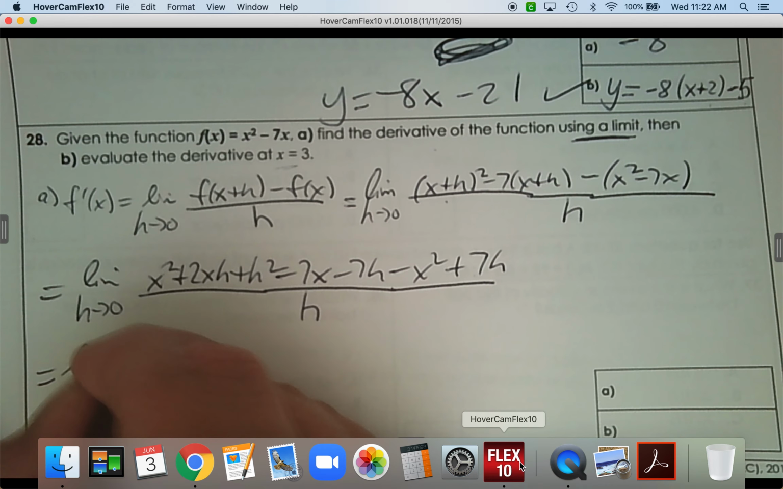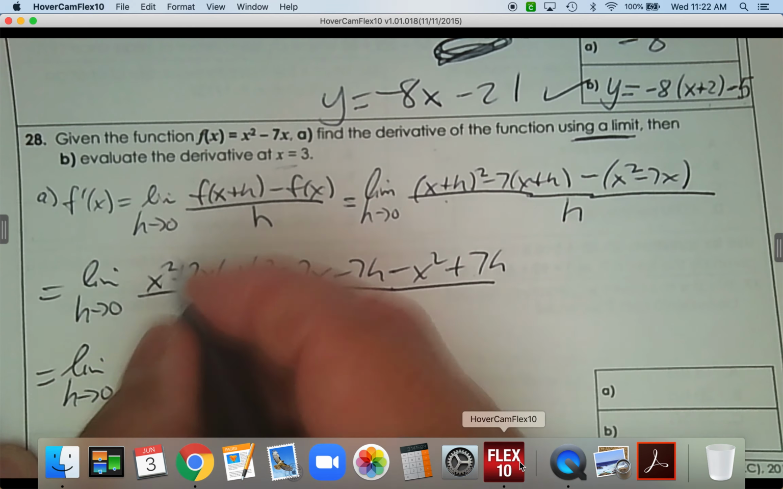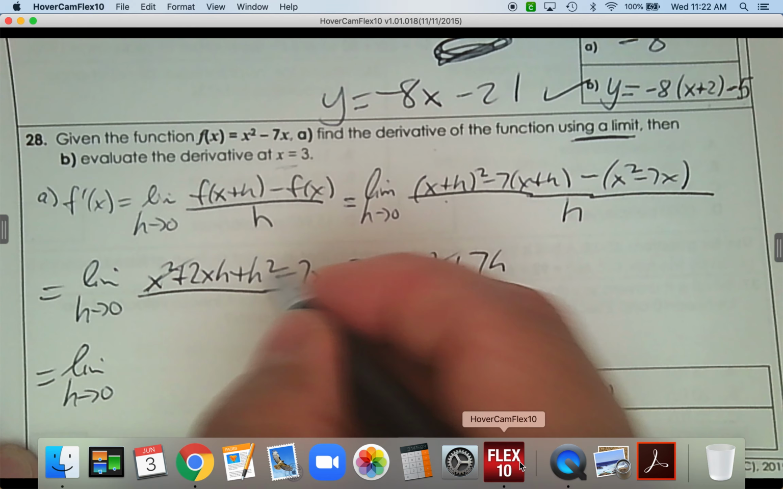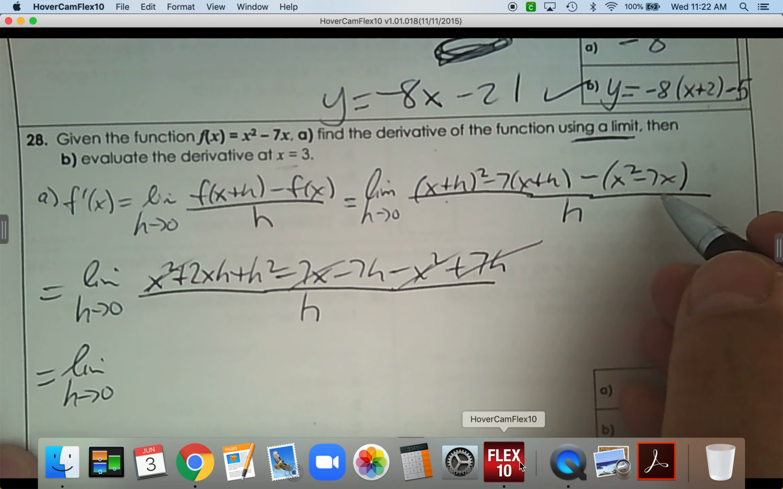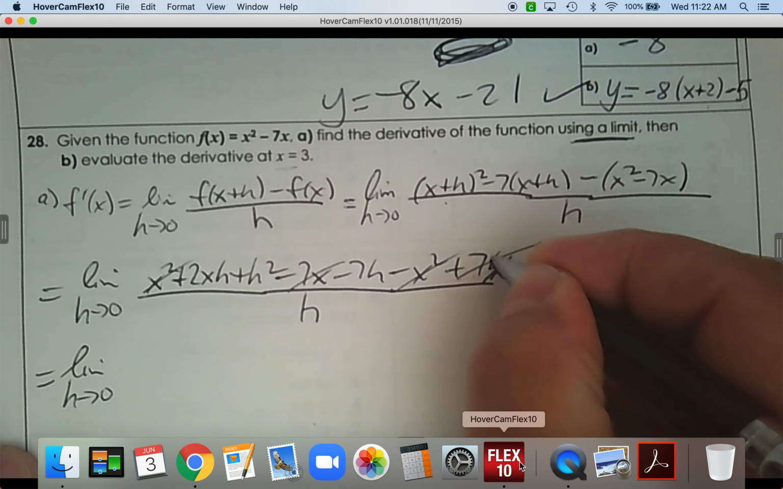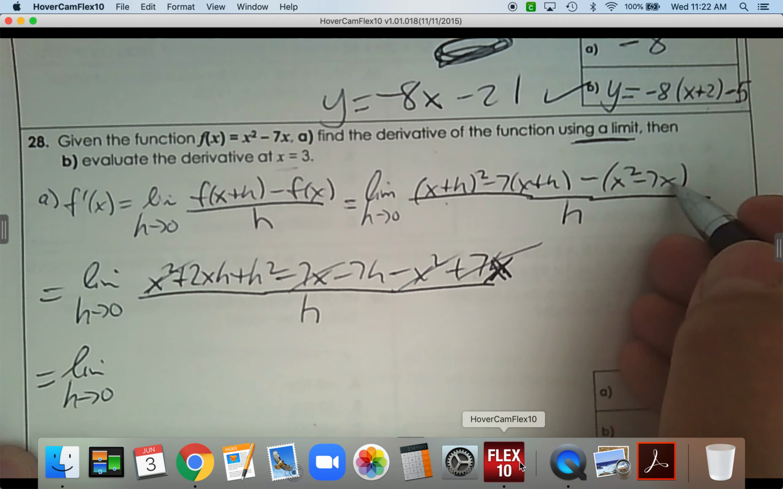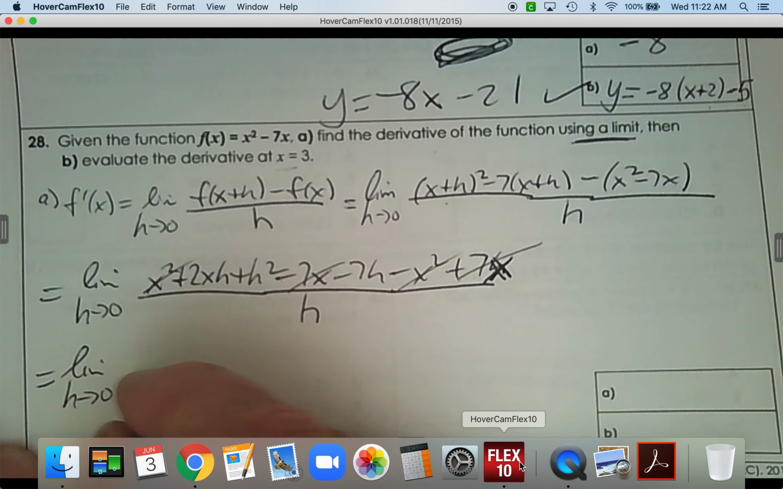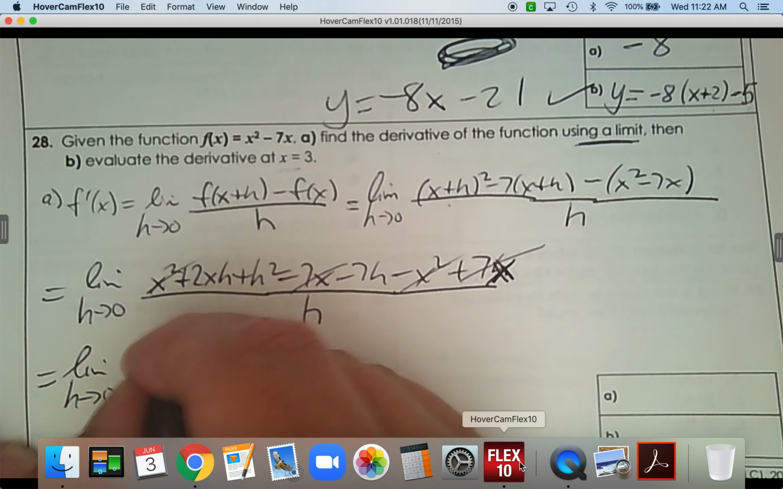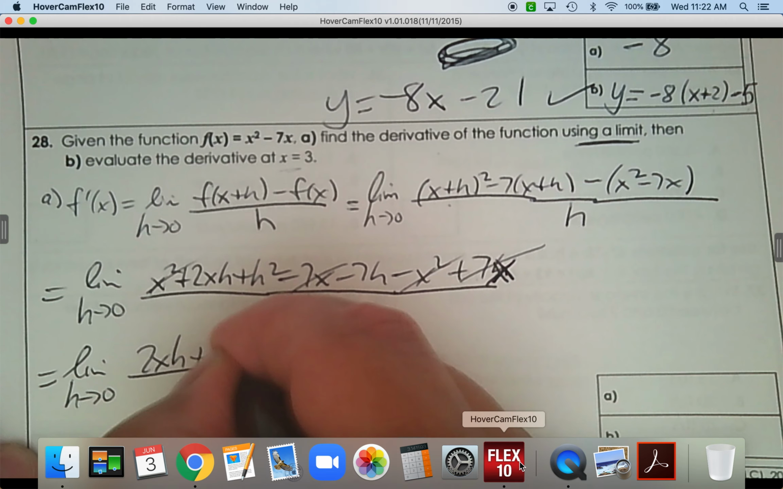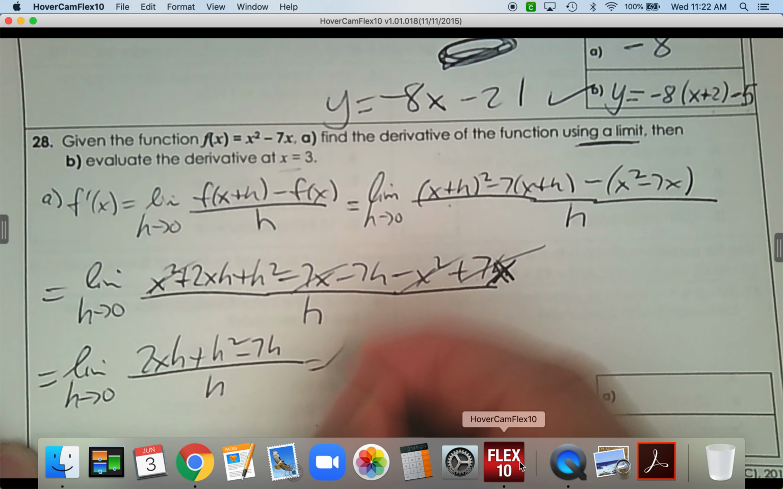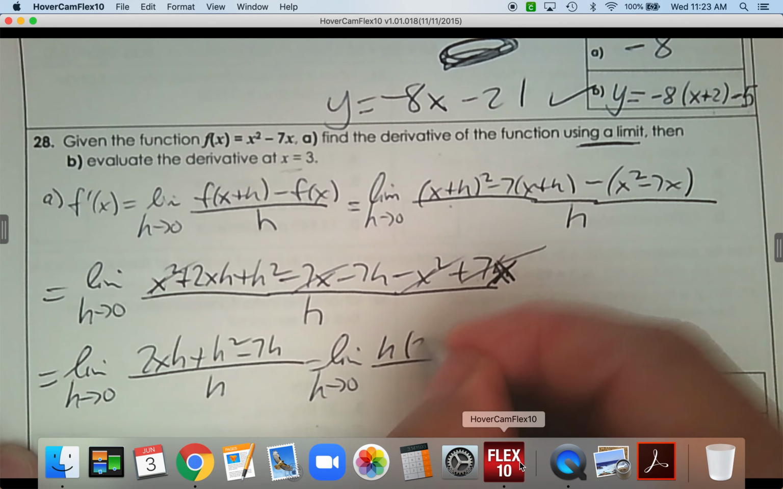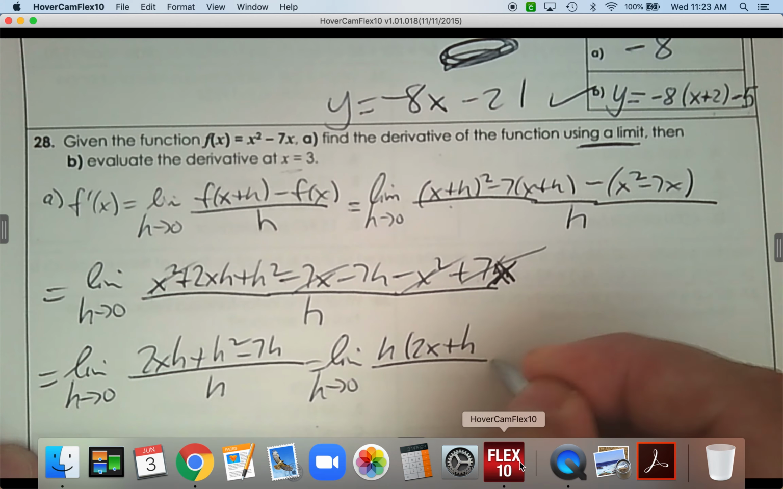Now combine like terms. The x squared eliminates. The negative 7x eliminates. Oops, this should have been plus 7x. It eliminates. If you did it correctly, only the h's survive. So that's 2xh plus h squared minus 7h all over h. Factor out the h in the numerator. So take out an h from each term. For h squared, you still have one h left.